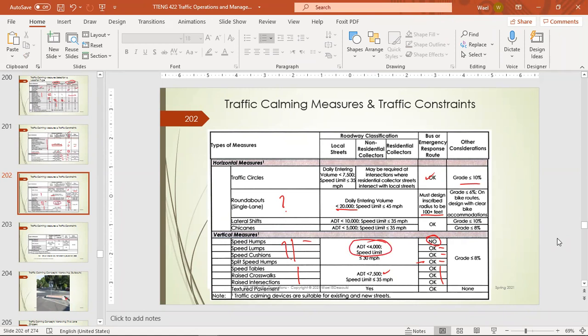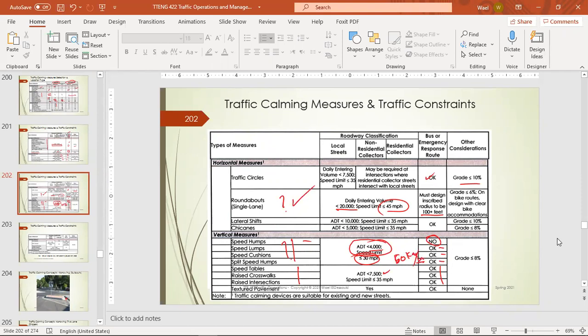That's a major collector. That street is a major collector. The volume per day is much greater than 4,000. So a roundabout in this case will be more relevant. And also for speed within 45 miles per hour. Here for speed, 30 miles per hour means it's almost 50 kilometers per hour.